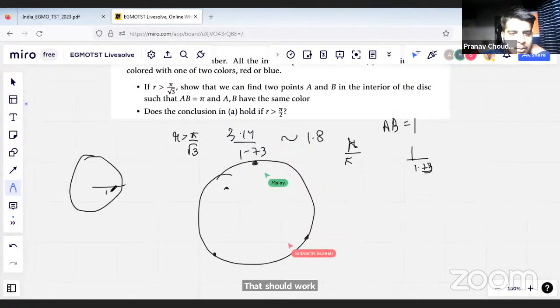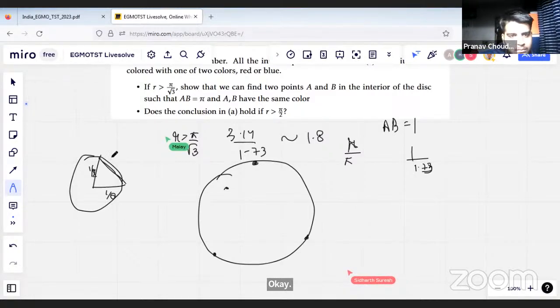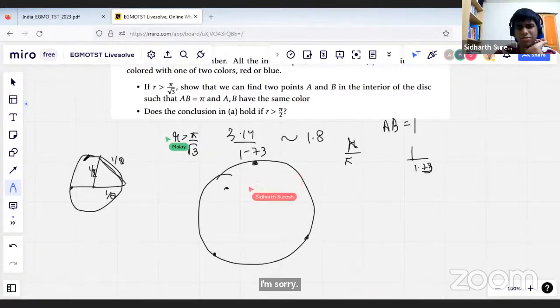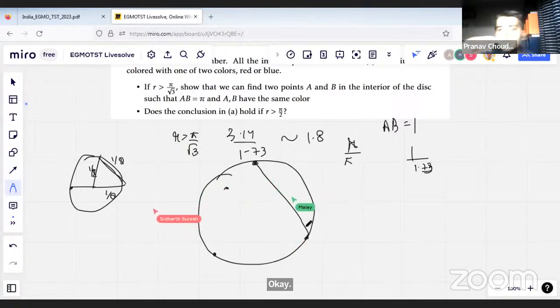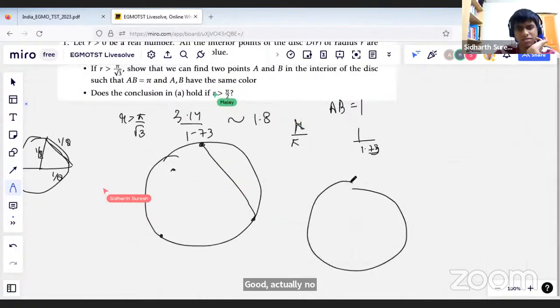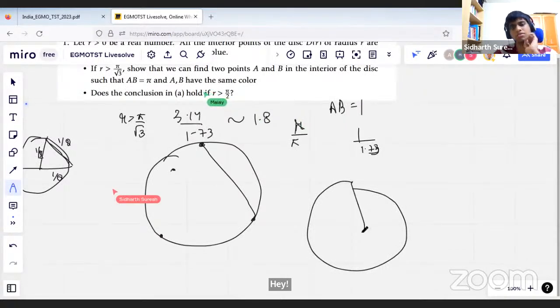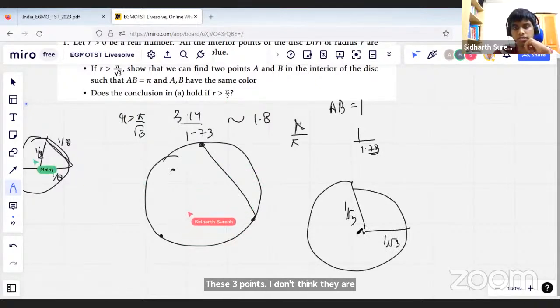Wait, what happens when the distance is 1 by 2? Wait, doesn't just PHP finish this? Yeah, obviously these things will have distance greater than 1 or something. Wait, actually no. Yeah, just PHP on this. Oh, PHP on what points? These 3 points. These 3 equal points, I don't think they are equilateral. There'll be some equilateral triangle with side 1 inside this circle, right?